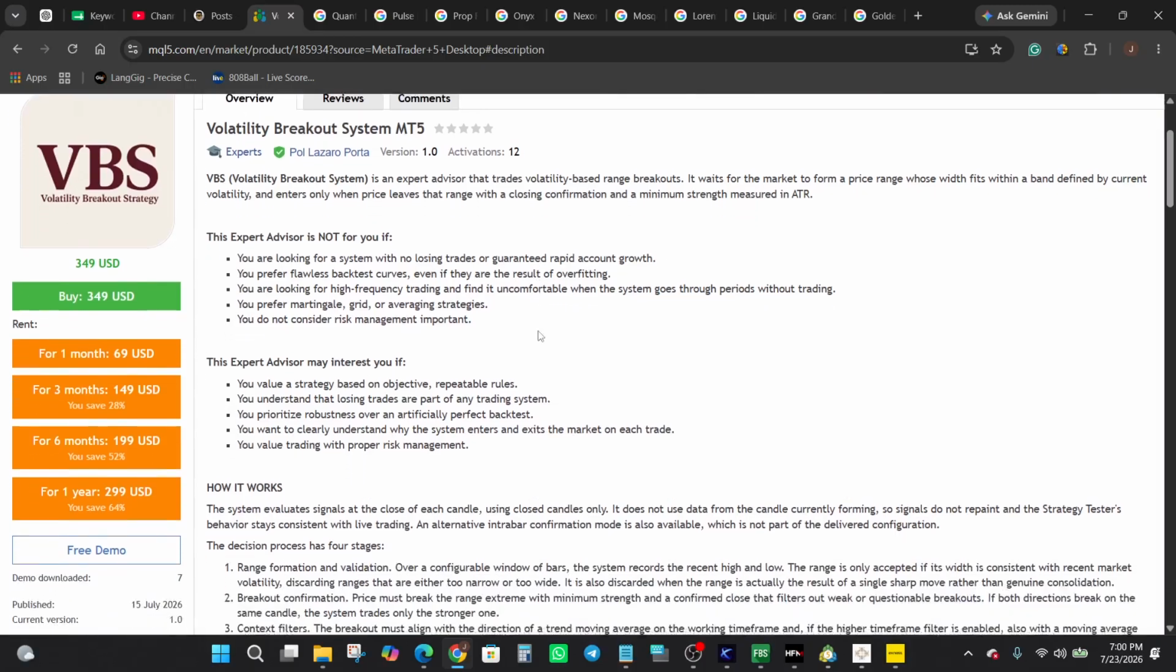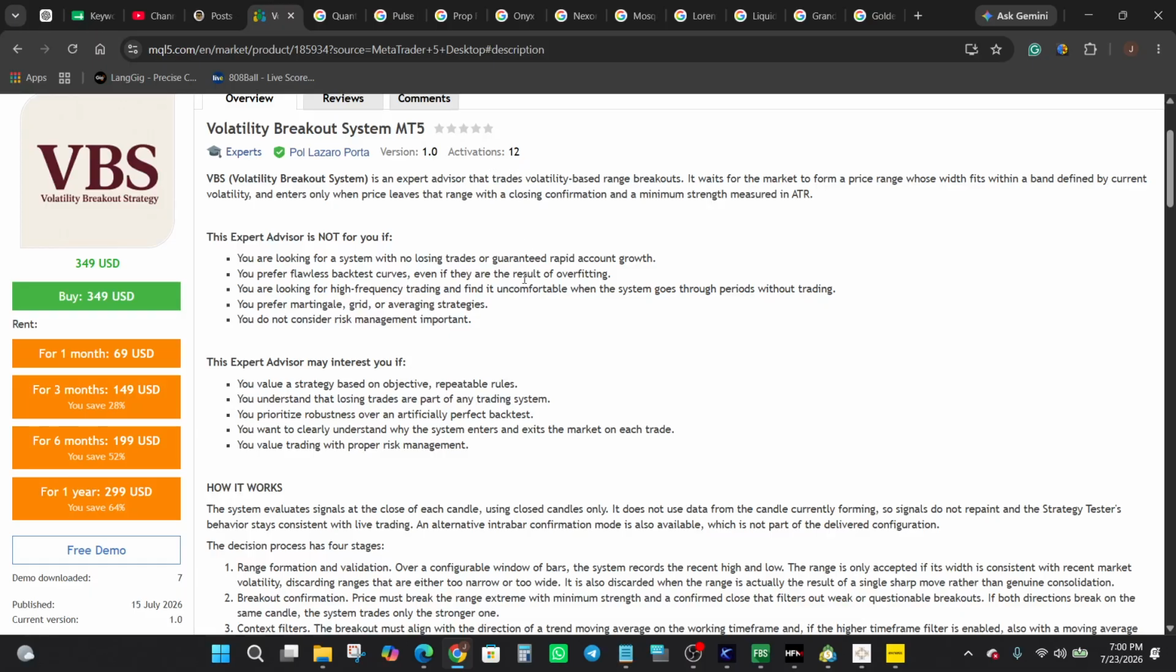Now, let us start with the marketplace information. VBSEA is currently listed at 349 US dollars with rental options available for traders who want to test the software before committing to a full purchase. At the time of this review, the expert advisor is on version 1.0 and has 12 activations.